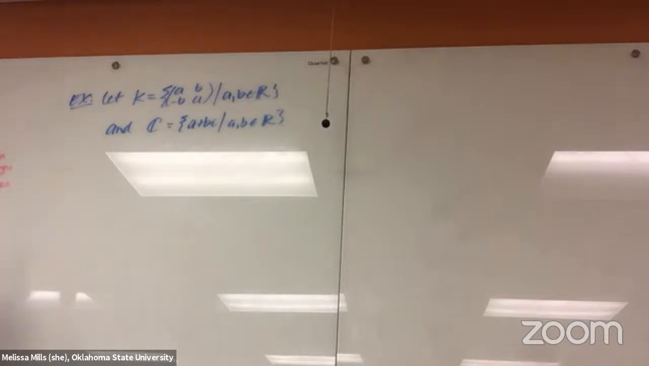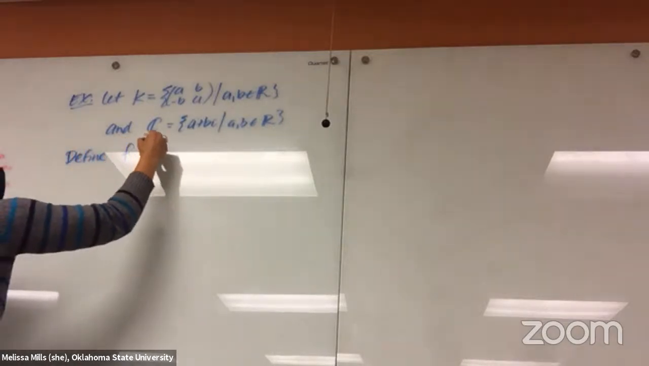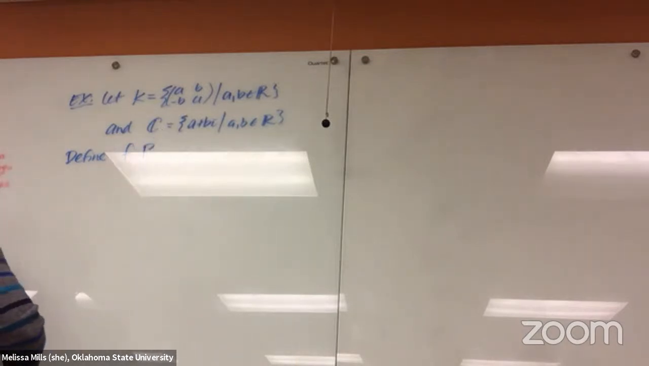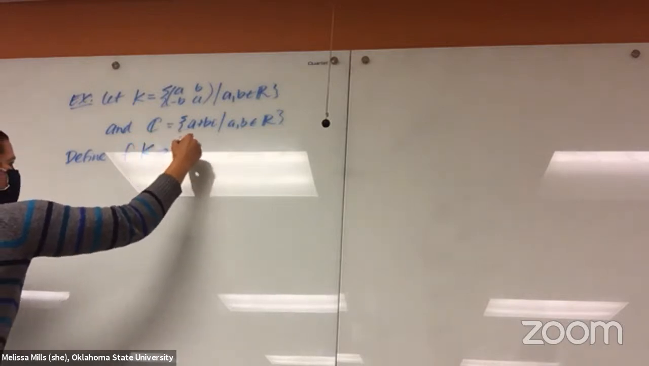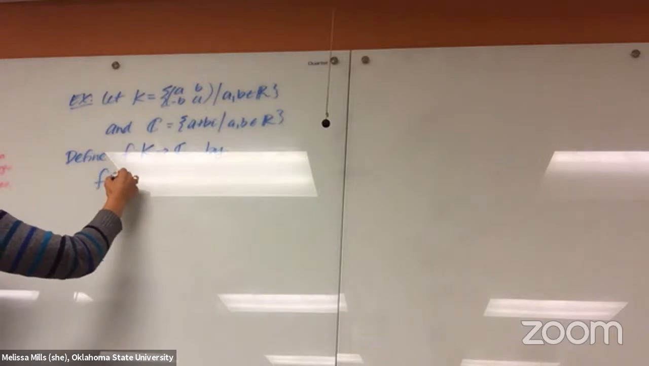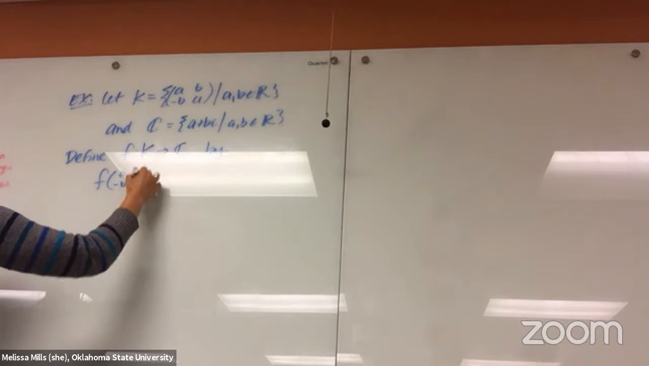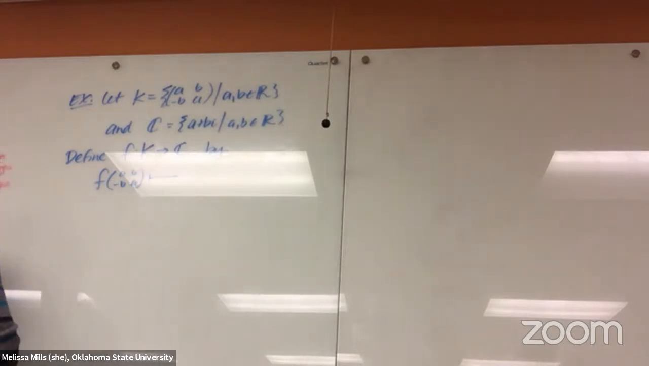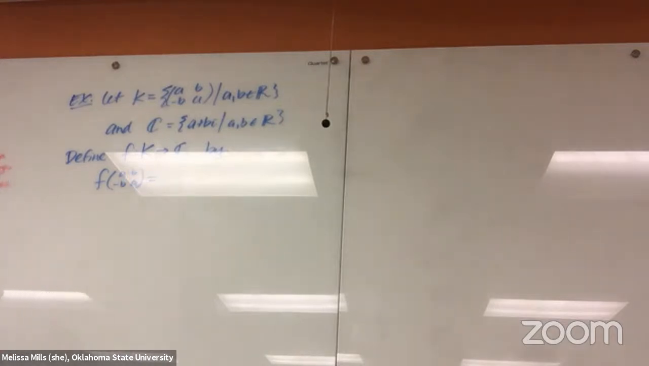So let's define F from K, oops, I'm so used to writing an R, so from K to C. Can you guess? F of [a, b; -b, a] maps to, well, equals. What do you think? Just guess. A plus bi, yeah. That's enough.